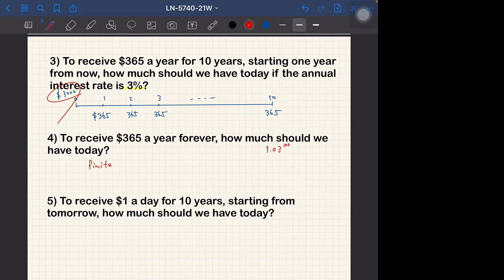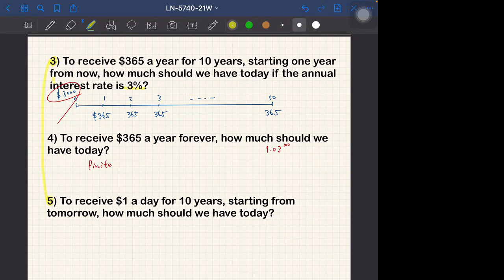And another question is to receive $1 a day for 10 years, starting from tomorrow. How much should we have today? So it's a similar question to the third question, but comparing the third and fifth question, which should be larger? It sounds like the same because $1 a day means $365 a year. That's the same. But actually the answer is different because you start getting money tomorrow. So that is better than getting money 1 year later.